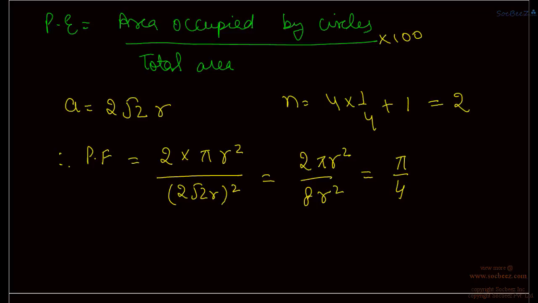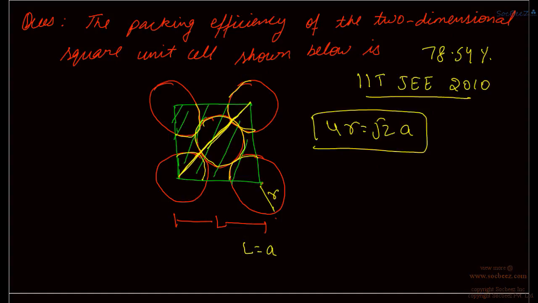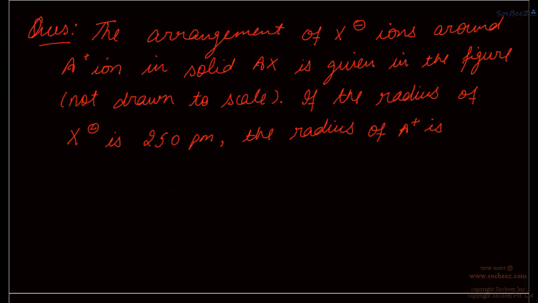Now, so packing fraction is pi by 4. So if we multiply it by 100, packing efficiency equals pi by 4 into 100. So this value will come out to be 78.54%. So therefore the correct answer is 78.54%. And this question was asked in IIT JEE 2010. Very easy problem. It was asked in IIT JEE.